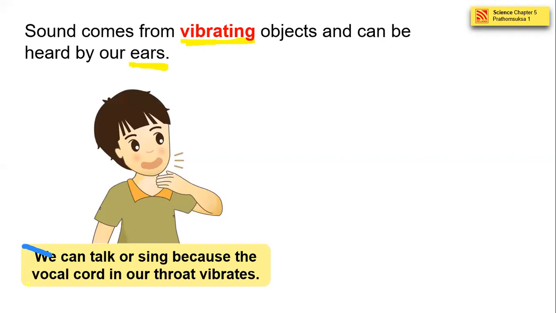Our vocal cords, that's inside our throat, inside our body, go down, up and down when we talk. They vibrate, and that's how we can talk. Our throats are vibrating.